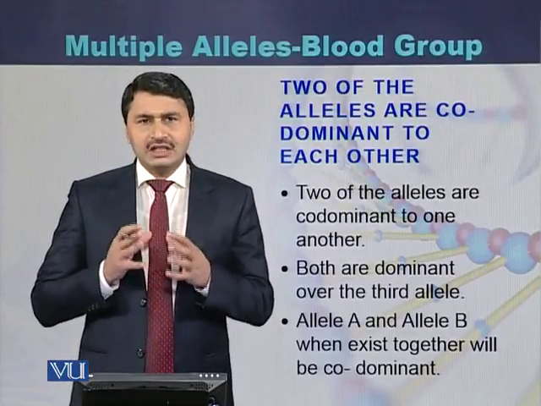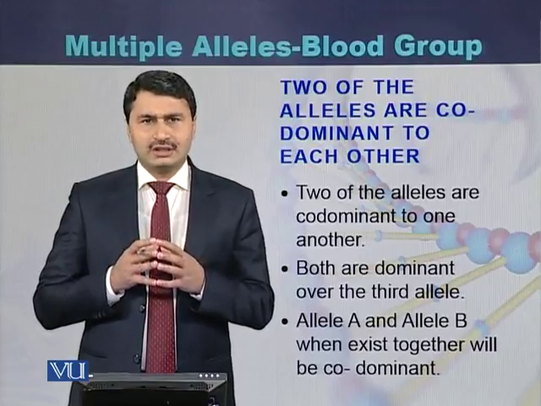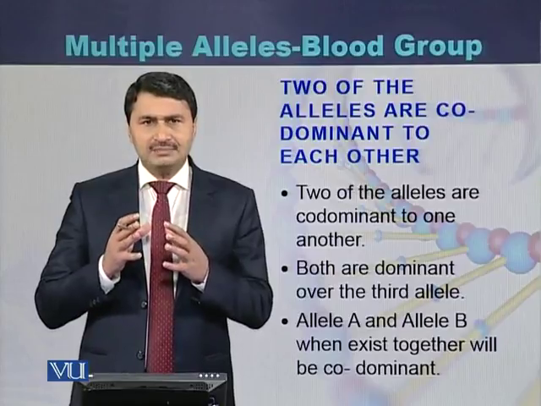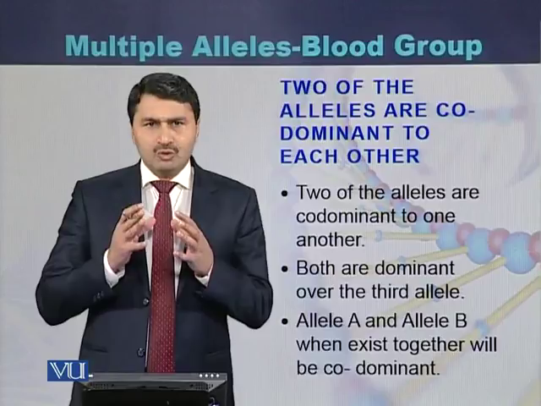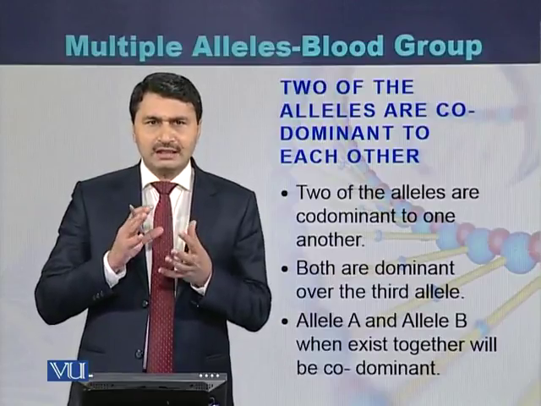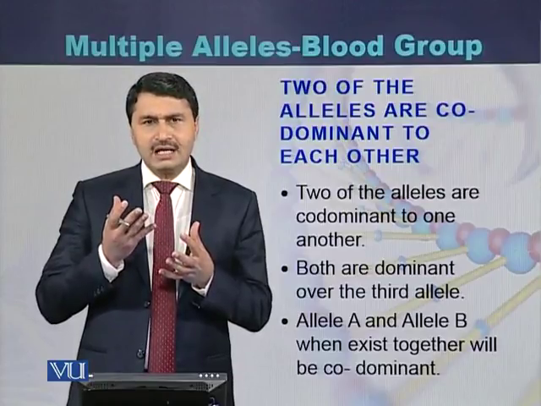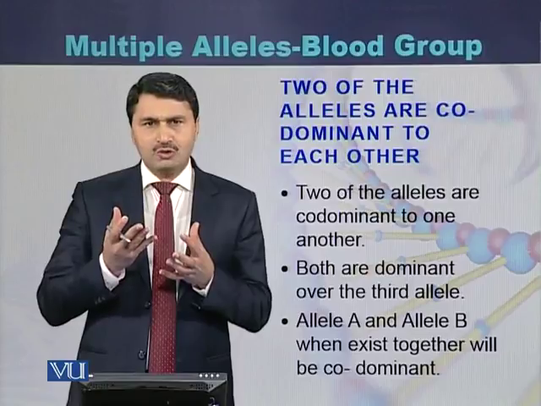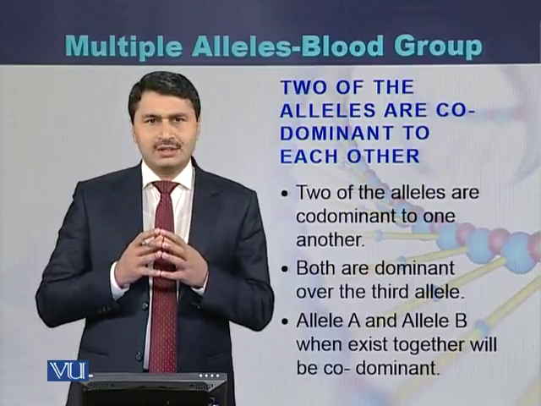Out of the 3 alleles, 2 alleles are codominant to each other. Allele A and allele B, when they exist together, are codominant to each other. They do not dominate over the other. Allele A cannot dominate over allele B and allele B cannot dominate over allele A. Such a phenomenon is called codominance.